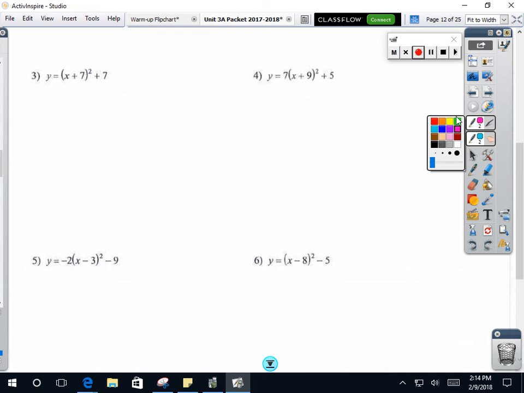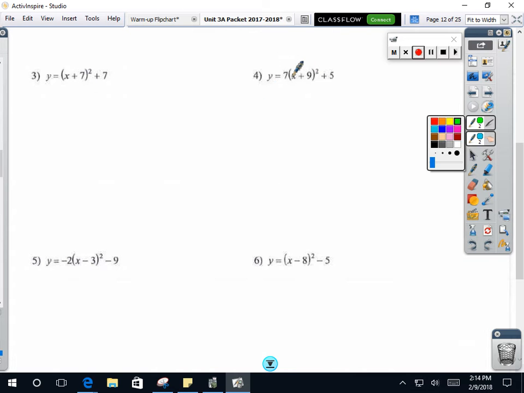Now, before I take the time to write these in standard form, I'm going to first identify some key features of the function. What is the most obvious thing that lets me know that this is going to be a parabola? The squared. The exponent of 2 lets me know that it's going to be a parabola. If your highest exponent is a 1, it's a linear function. If your highest exponent is a 2, it's a parabola, a quadratic function.